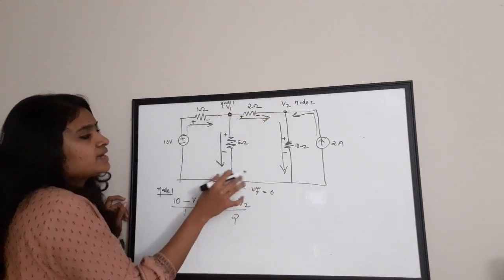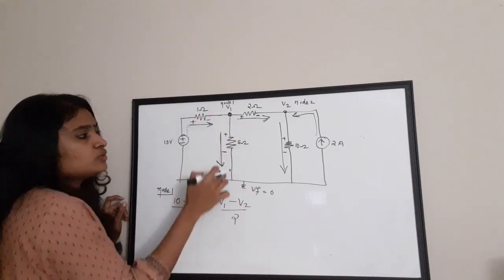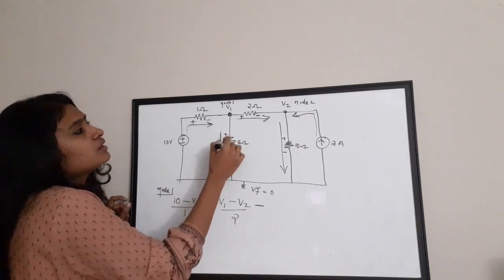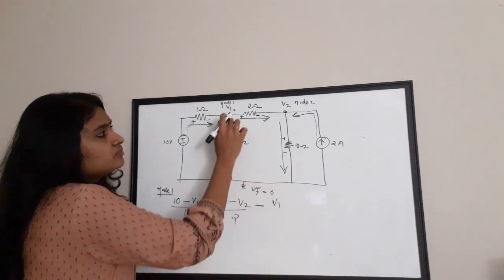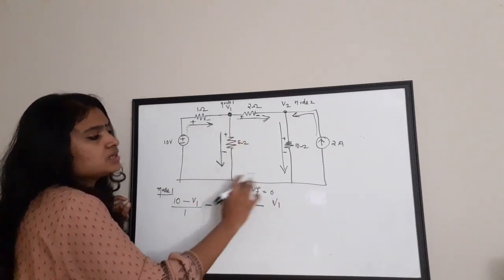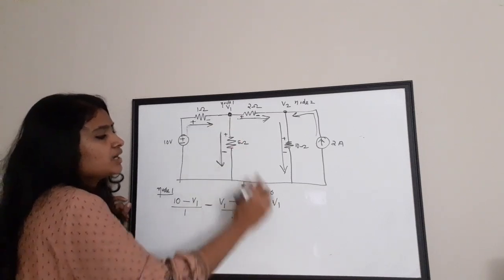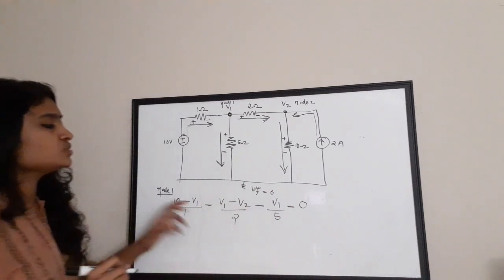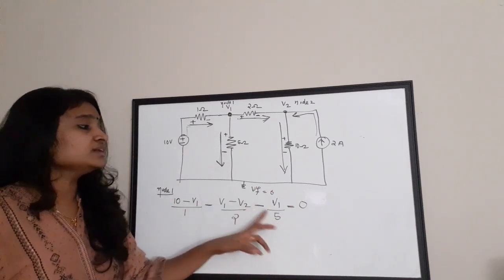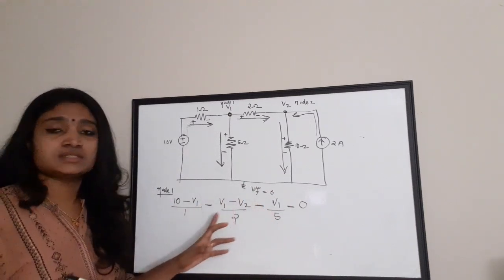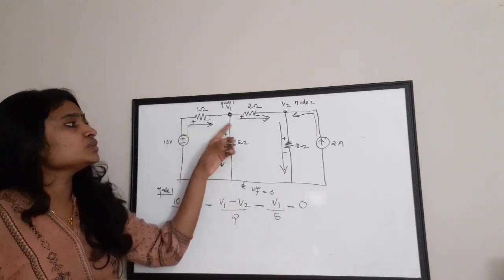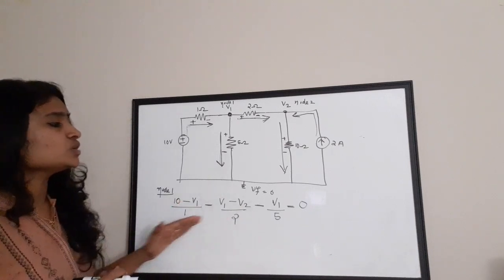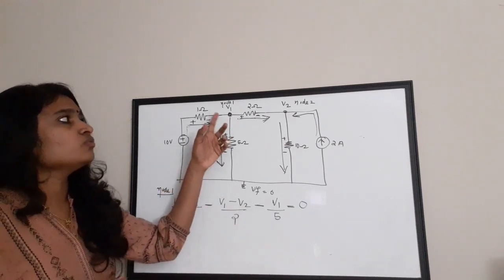Now this is the equation for this particular current. And for this branch, again the current is moving out of this node 1. So minus V1 minus 0, right? This is a ground. So V1 by 5 equal to 0. So if you see, I have taken the currents flowing out of the node as negative and the current flowing to the node as positive. So this is actually Kirchhoff current law. So this is your nodal equation for your node 1.